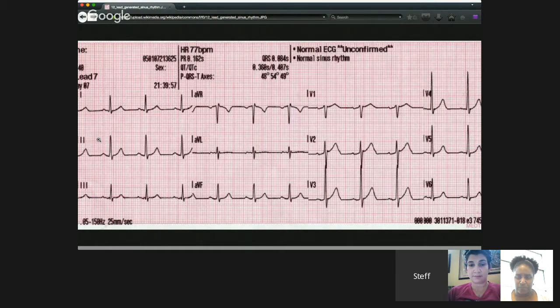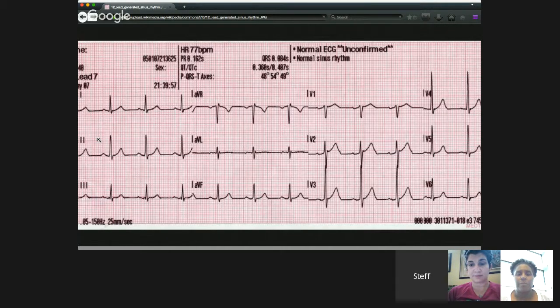Hypertrophy, I will look at V1 and V5. V5 has about 14 millimeters, and V1 looks like maybe 7, so it's less than 35 millimeters. So there is no evidence of left ventricular hypertrophy.